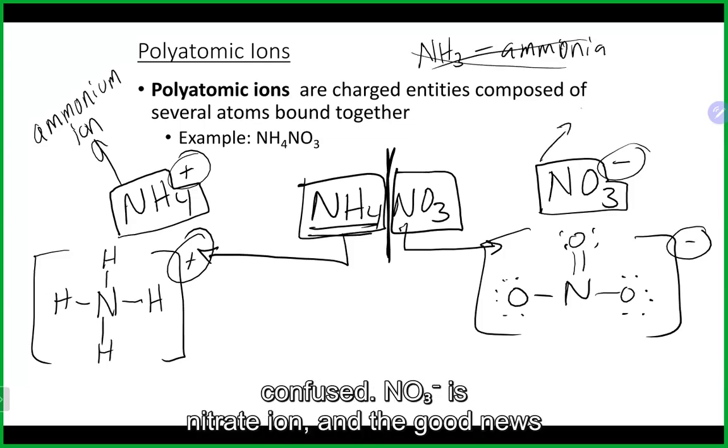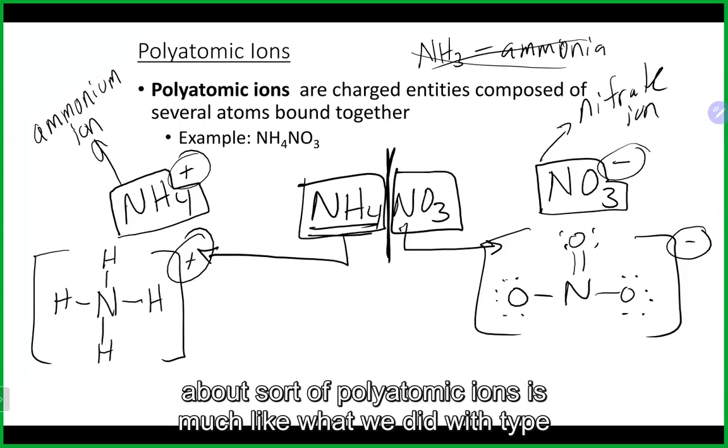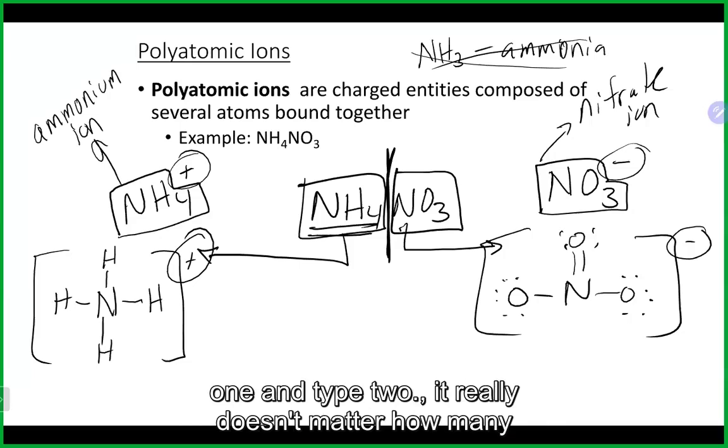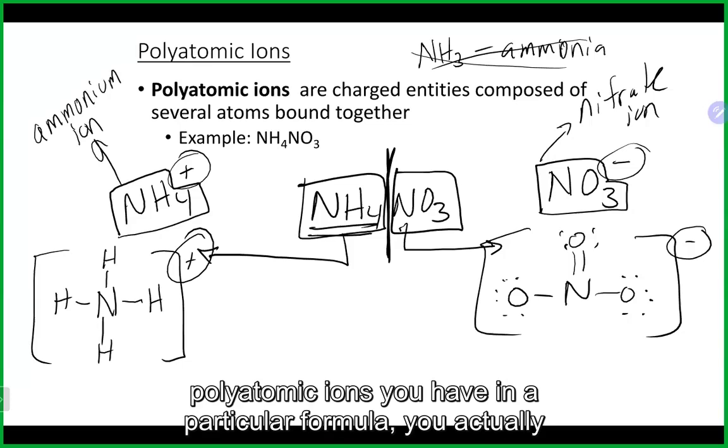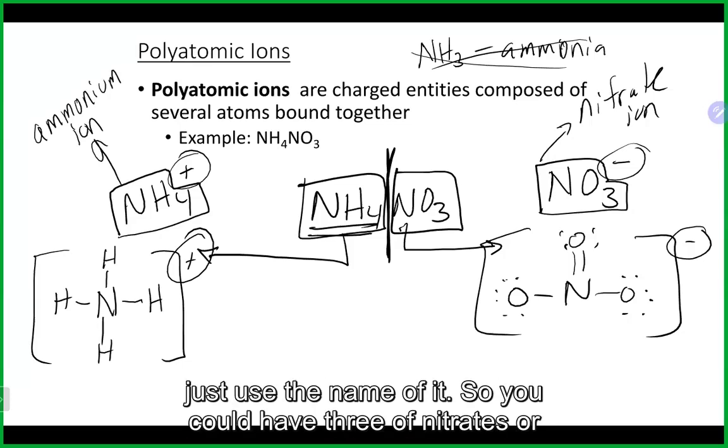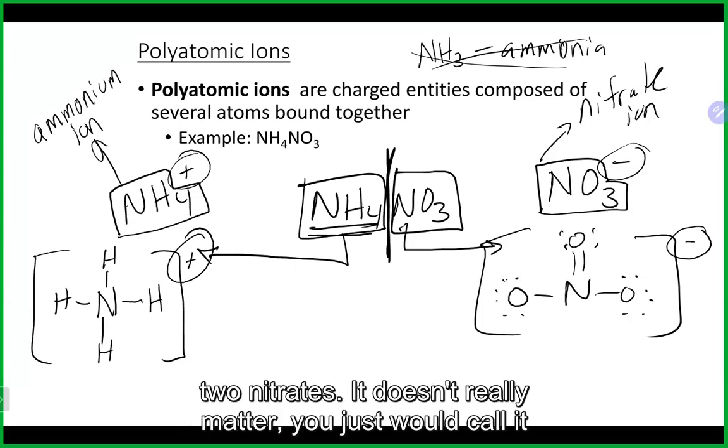NO3 minus is nitrate ion. And the good news about polyatomic ions is that much like what we did with type 1 and type 2, it really doesn't matter how many polyatomic ions you have in a particular formula. You actually just use the name of it. So you could have 3 nitrates or 2 nitrates. It doesn't really matter. You just would call it nitrate.